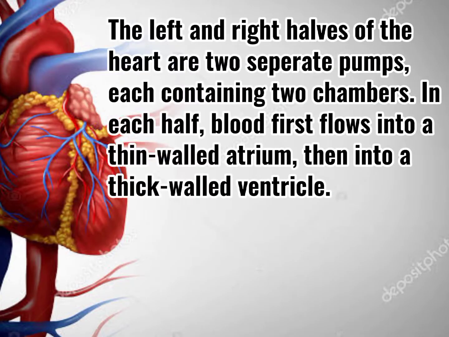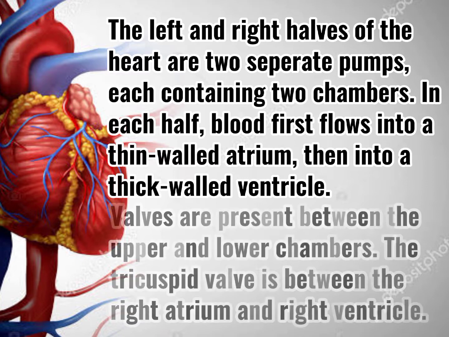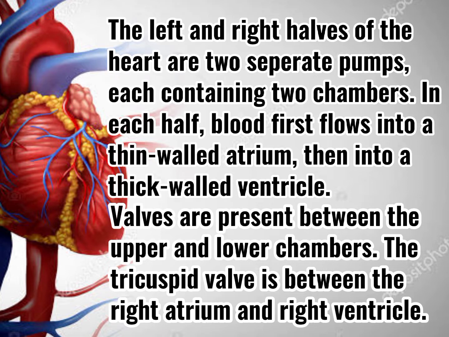The left and right halves of the heart are two separate pumps, each containing two chambers. In each half, blood first flows into a thin-walled atrium, then into a thick-walled ventricle. Valves are present between the upper and lower chambers.